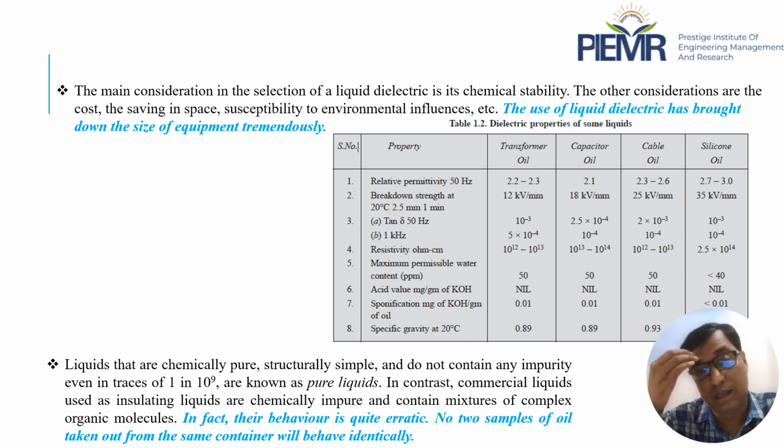The liquids that are chemically pure, structurally simple, and do not contain any impurity, even traces of one in 10 to the power 9, are known as pure liquids. In contrast, commercial liquids used as insulating liquids are chemically impure and contain mixtures of complex organic molecules. In fact, their behavior is quite erratic. No two samples of oil taken out from the same container will behave identically. Hence, we should take care of all these things before using these liquids as a dielectric for devices.